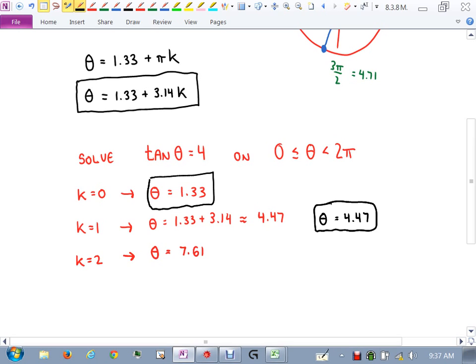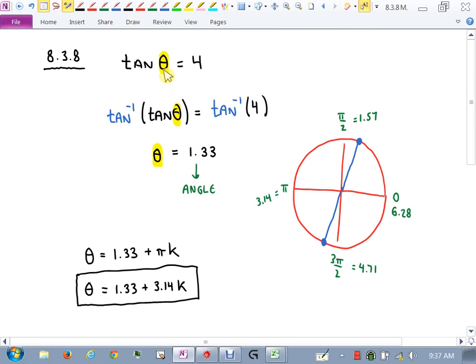Now, do you believe we got the answers? Let's just check it real quick. Let's see if this solves the equation. If I replace theta with 1.33 and I plug it into this, I should get 4. So make sure you're in radian mode and just do tangent of 1.33. I bet you don't get 4. What do you get? 4.07, something like that? Why is it wrong? We rounded, okay? That's why it's wrong.